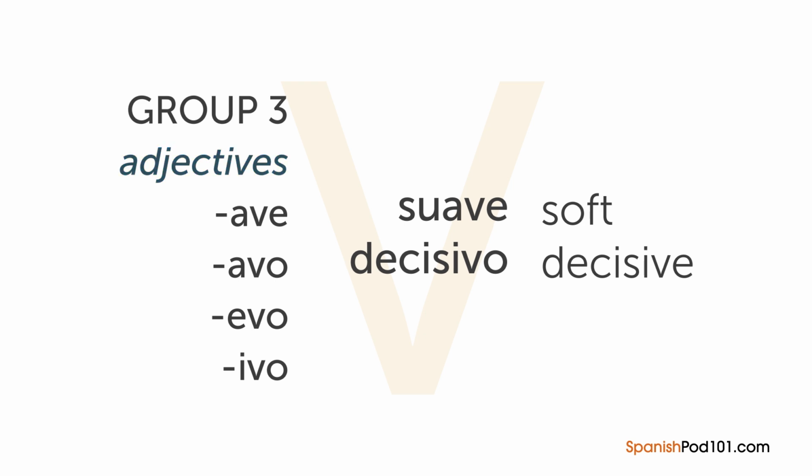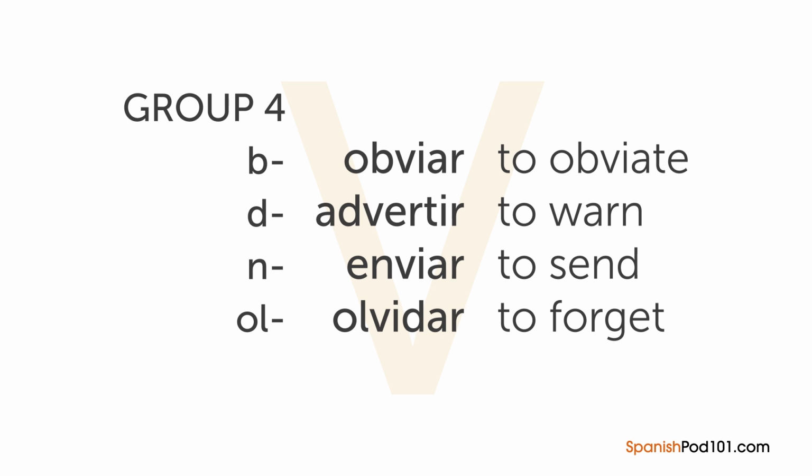Third, all the adjectives that end in ave, avo, evo, and ivo. For example, suave, soft, and decisivo, decisive. Fourth and last, after be, di, en, or all. For example, obviar, to obviate, advertir, to warn, enviar, to send, olvidar, to forget. And that's it. But as you might already know, Spanish always has tricky exceptions, but don't worry, you'll get used to them in no time.